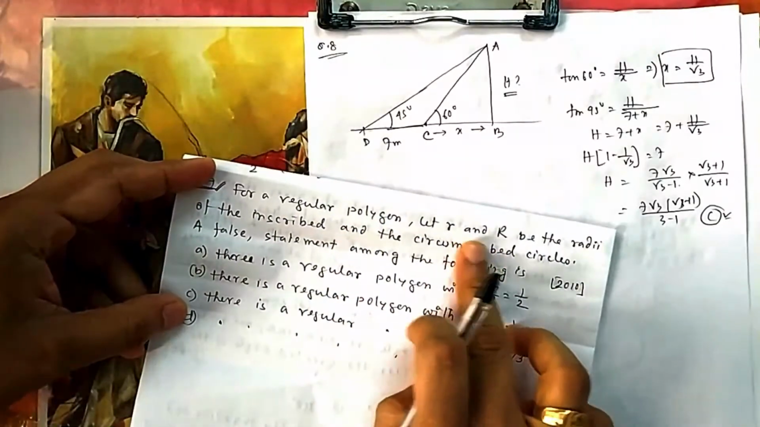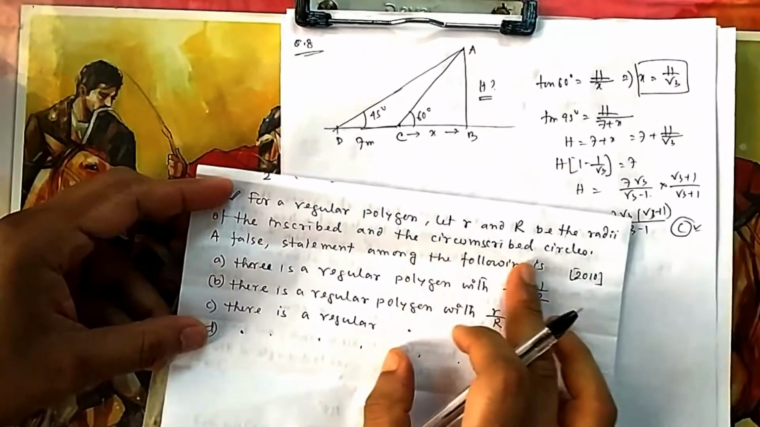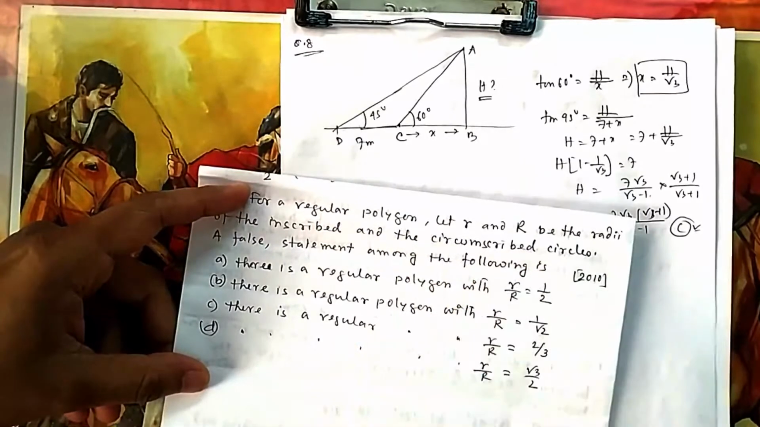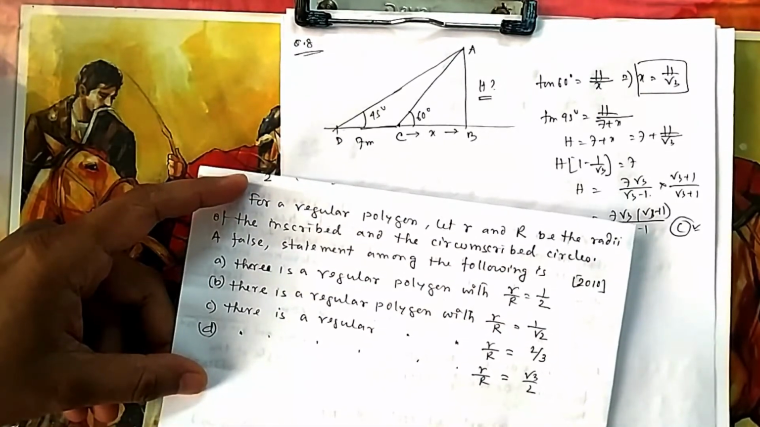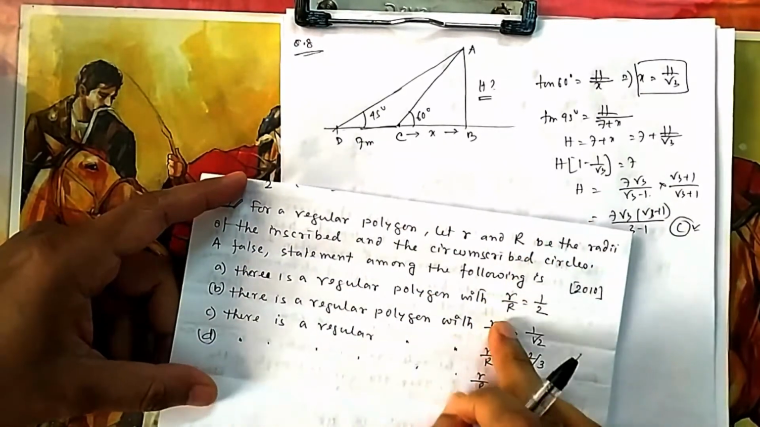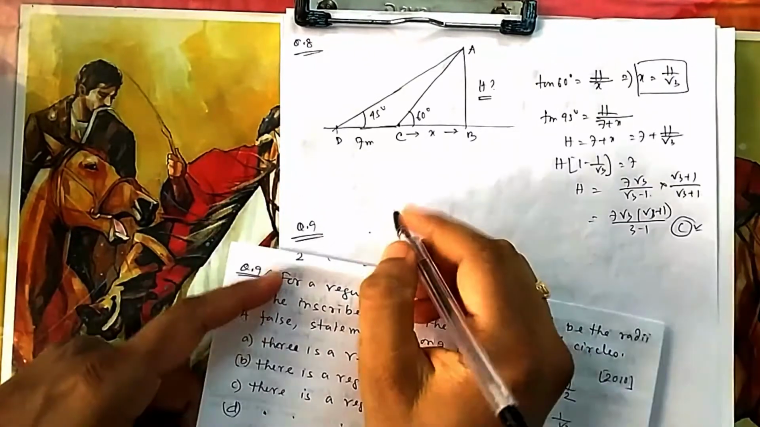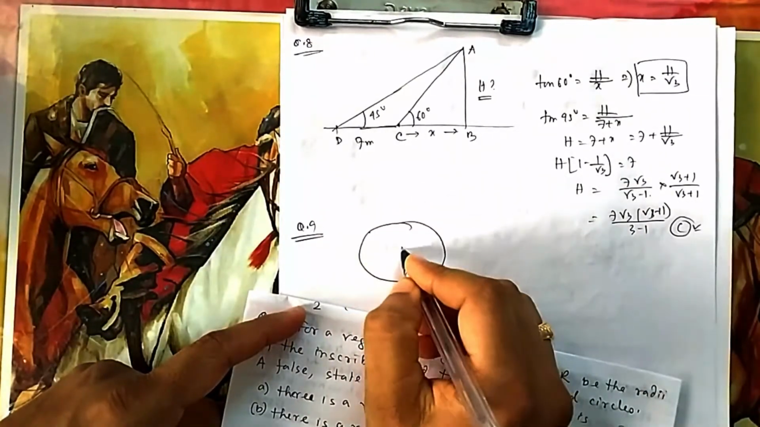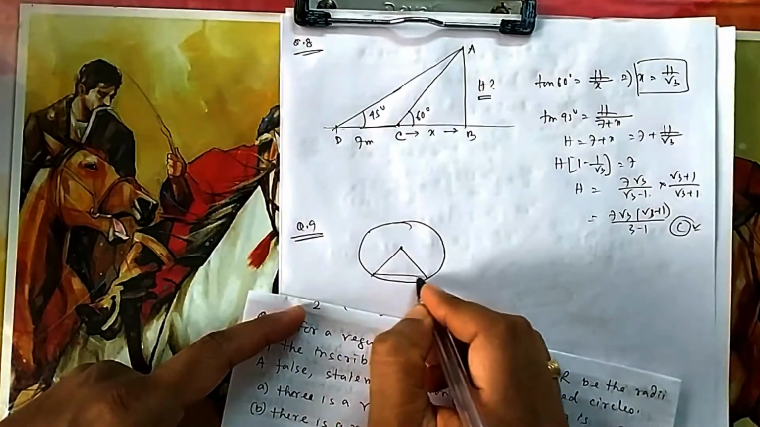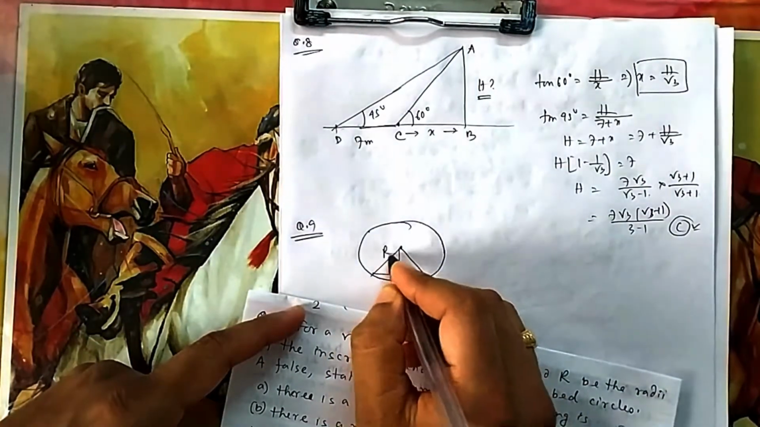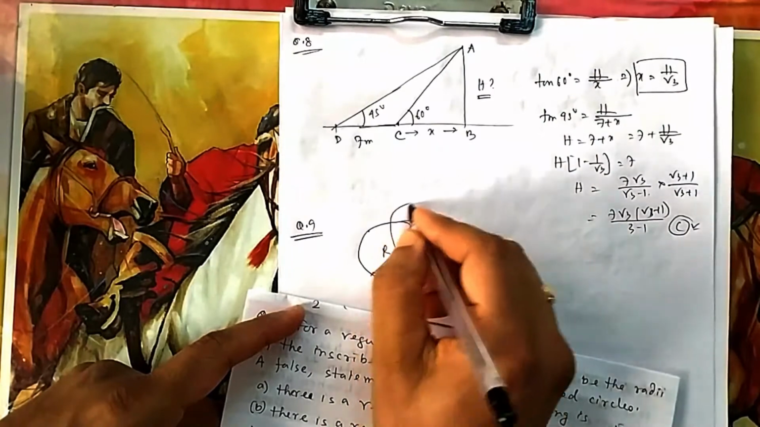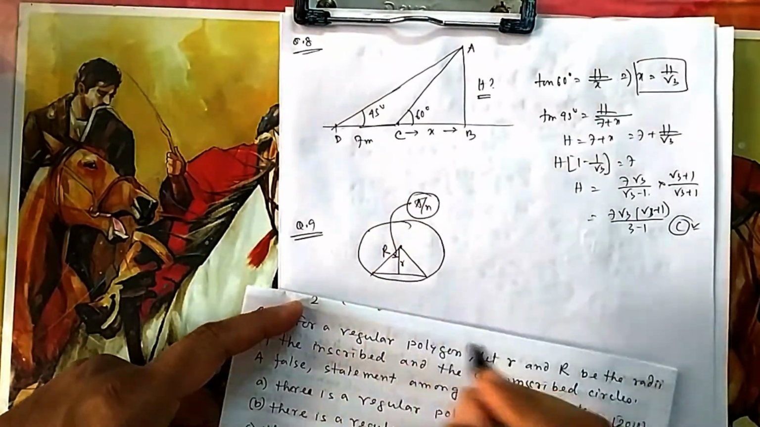In a regular polygon, let small r and capital R be the radii of the inscribed and circumscribed circle. A false statement among the following is, what? So this type we have already seen. One regular polygon we have drawn. Suppose this is the triangle, this was small r, this was capital R, and what was this angle? This was pi by n. You can refer that for a question.